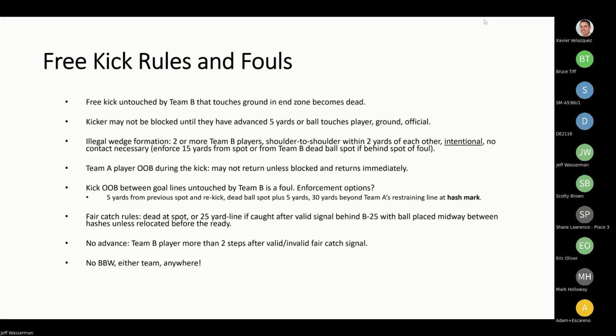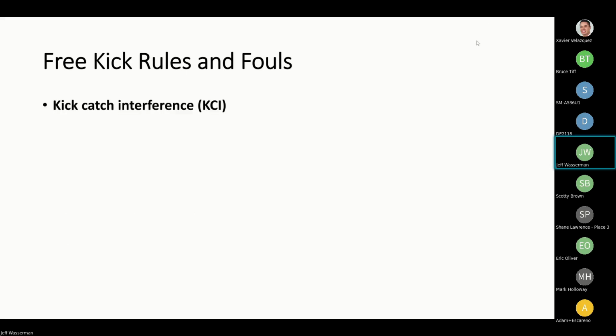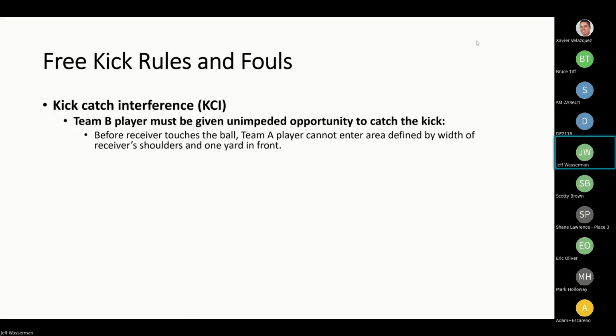And again, no block below the waist by either team anywhere on the field. All right, let's just look at KCI before the videos. So a Team B player must be given an unimpeded opportunity to catch the kick. Before the receiver touches the ball, a Team A player cannot enter the area defined by the width of the receiver's shoulders and 1 yard in front. So if he's off to the side and not making contact, we've got no foul.